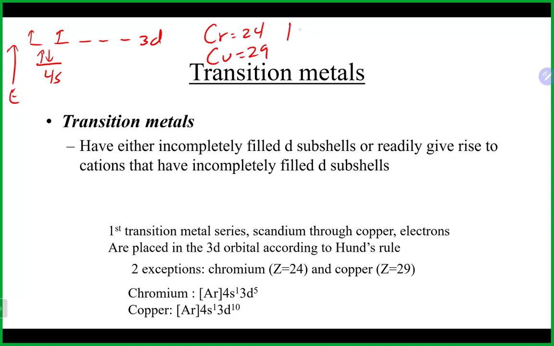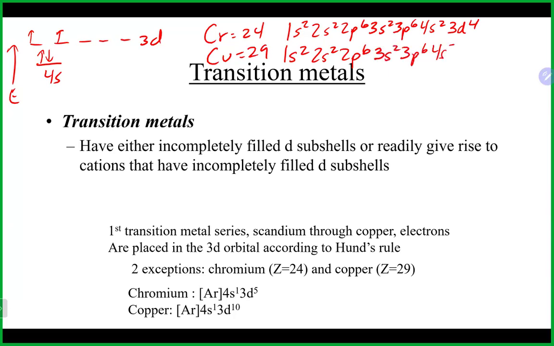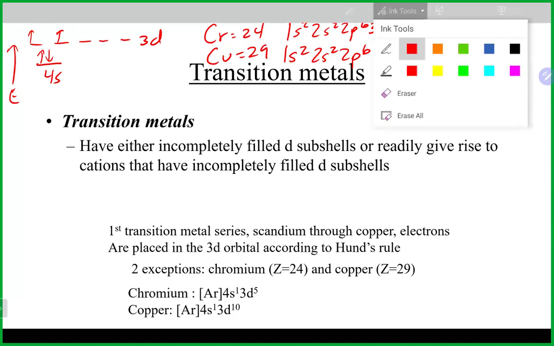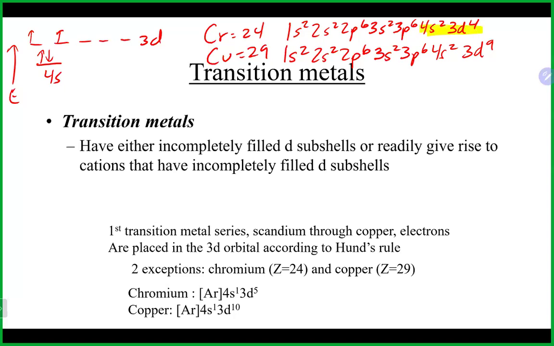If you were to follow your zigzag, you would end up with 1s2, 2s2, 2p6, 3s2, 3p6, 4s2, 3d4. And if you did it for copper, it would be 1s2, 2s2, 2p6, 3s2, 3p6, 4s2, 3d9. So the exception for these two actually happens at the very end here. It's these guys right here. And it is between the s and the d orbitals where the exception happens.